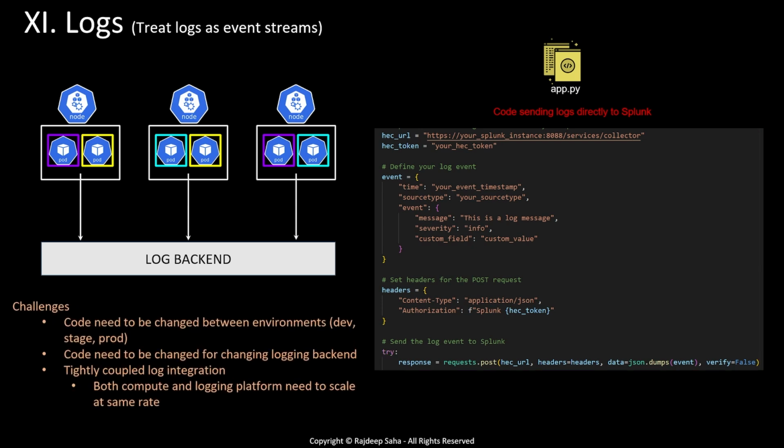But this will not be ideal because the code needs to be changed between environments, dev, stage, prod, because you will have different logging endpoints. Code needs to be changed for changing the logging backend. So if you want to switch from Splunk to Elasticsearch, you need to go change this code drastically. Also, this makes the code tightly coupled with the log integration. So if your code is scaling up like crazy, the logging platform also needs to scale up at the same rate. And this does not make the code portable.